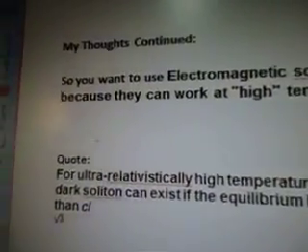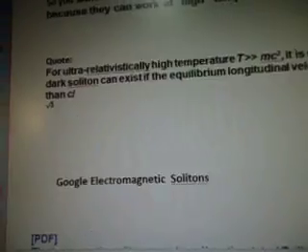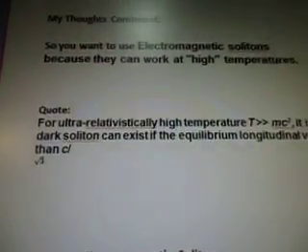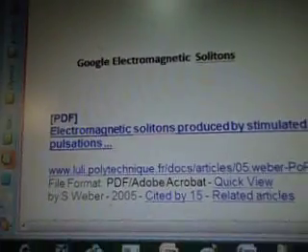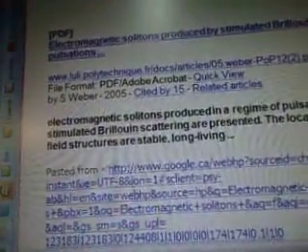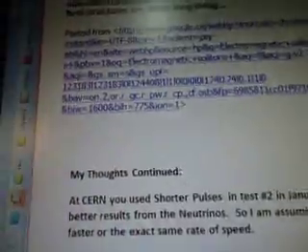My thoughts continued. So you want to use electromagnetic solitons because they can work at high temperatures. Quote, for ultra-relativistically high temperatures, T much greater than MC squared, it is shown that dark soliton can exist if the equilibrium longitudinal velocity is larger than C. Google electromagnetic solitons. And this is what comes up. Okay, electromagnetic solitons. I don't need to read that. That's just my data. I tried to be organized this time and I'm still not organized.